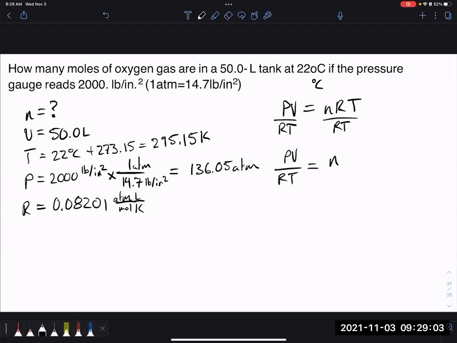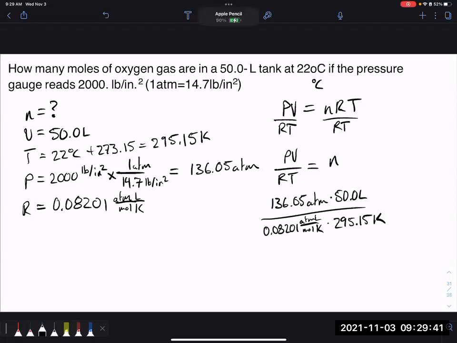Now it's really the same number of steps. It's just doing one of them beforehand, so changing the order. So we're going to get 136.05 atmospheres and 50.0 liters over 0.08201 atmospheres liters per mole Kelvin, times our temperature of 295.15.